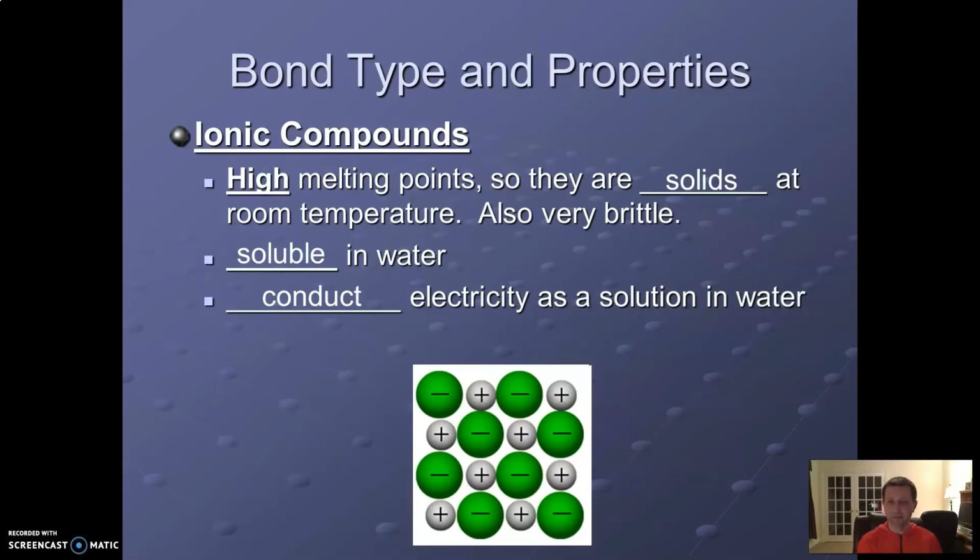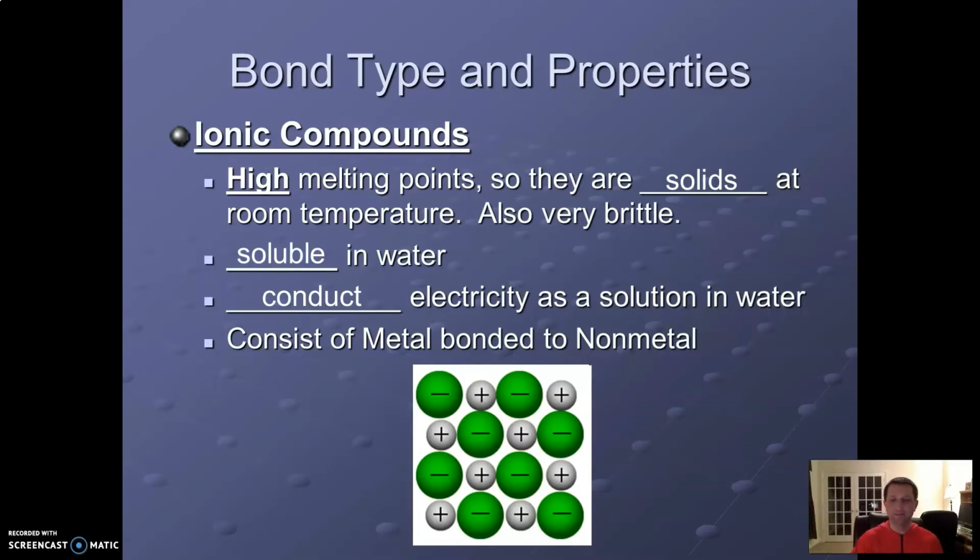I have a little mini demo that you'll watch in a few minutes, or before the next slide on that. And this goes back to our nomenclature unit. It consists of a metal bonded to a nonmetal. So obviously sodium chloride, table salt, NaCl. Sodium is your metal, and chloride is your nonmetallic component there.